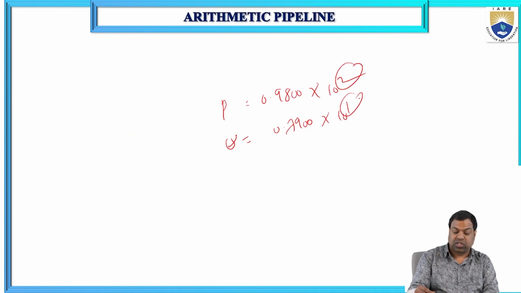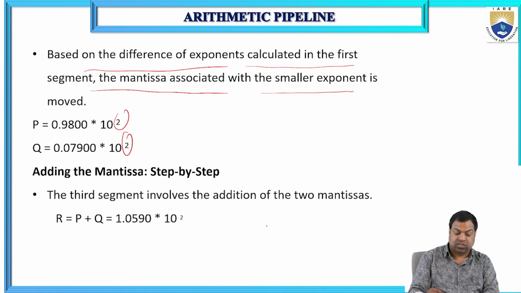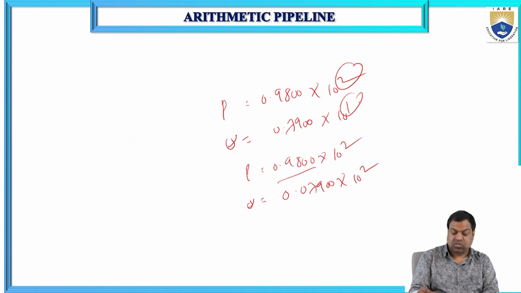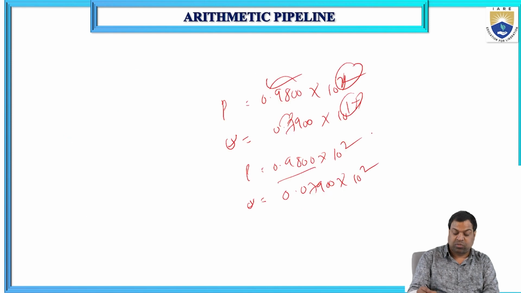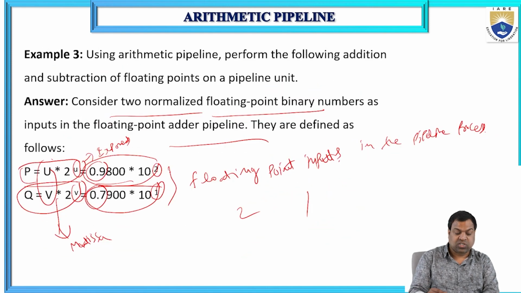So we have converted to 10 square. So what will happen now? P equal to 0.98 into 10 square. So q is 0.07900 into 10 square. So 0.07, 0.98, so I have to do 10 plus 1. So we have to increase the exponent, which means it will be aligned to the right side. If we decrease, we have to go to the left like this. So 0.07900. So is it balanced? Yes.